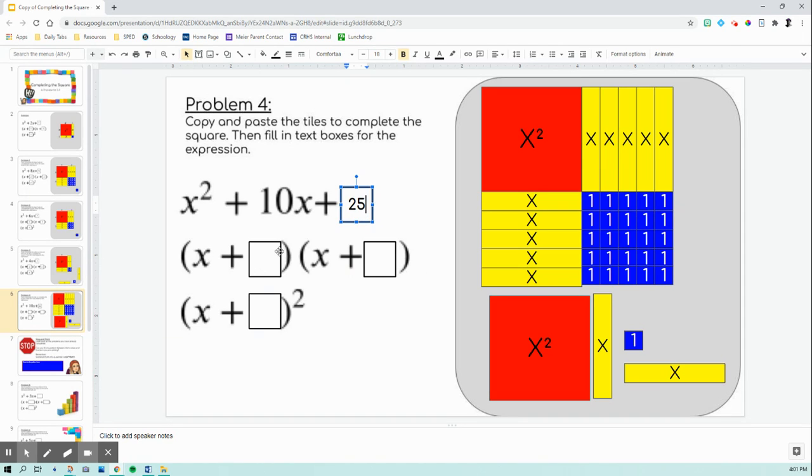Our dimensions for our factors, we have x, and then we have plus 5 across the top, and we have the same thing going down the side. So then we can rewrite it as one factor, x plus 5 squared.